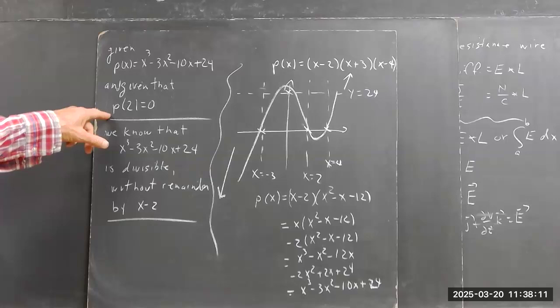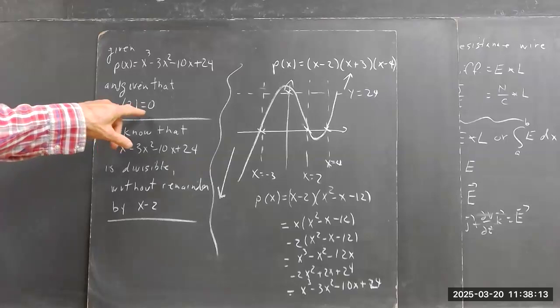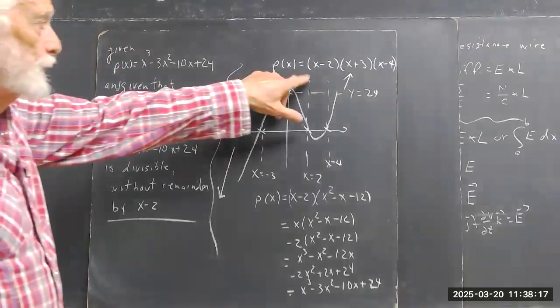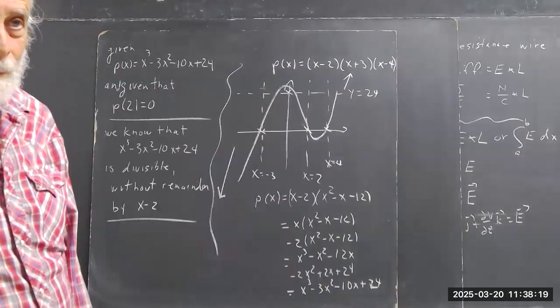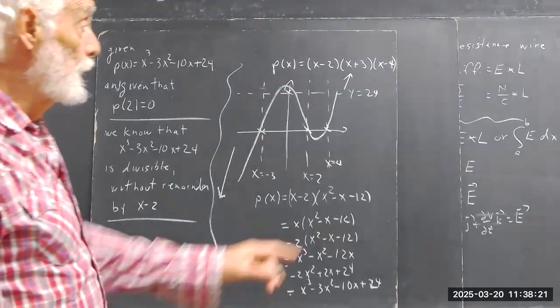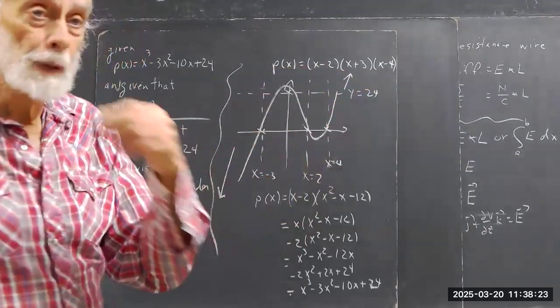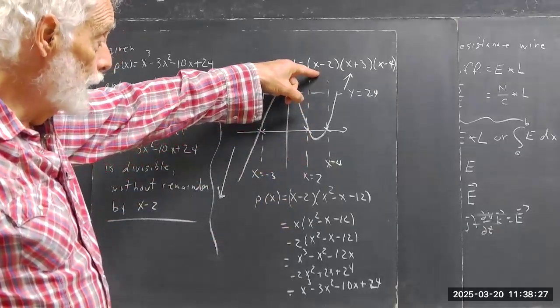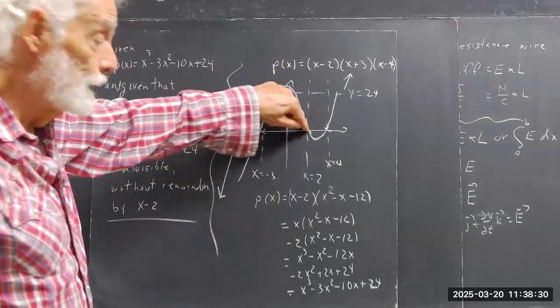If we know that 2 is a 0 of this thing, then we know x minus 2 is going to be a factor, don't we? We might not know what the other two factors are, but we know x minus 2 is going to be a factor, because if x minus 2 wasn't a factor, we wouldn't get a 0 here.